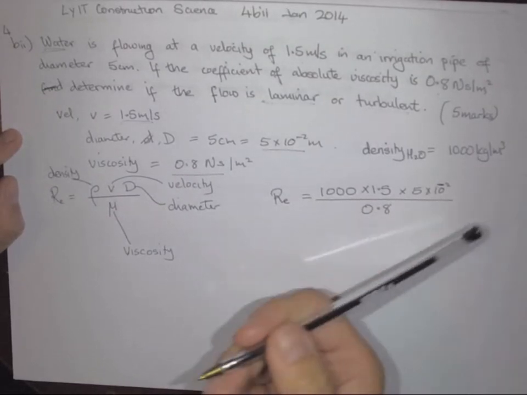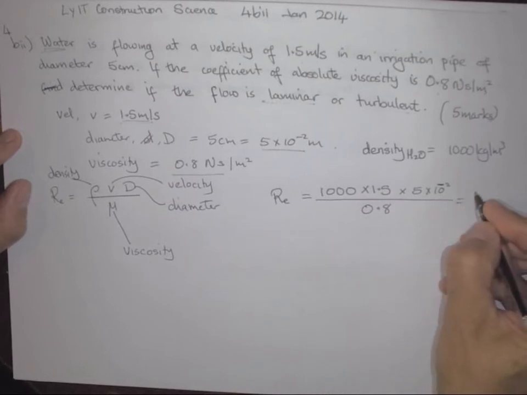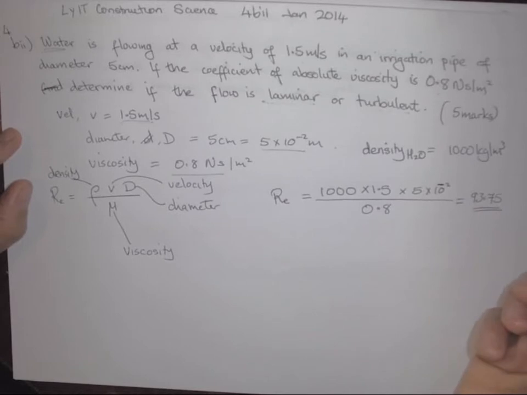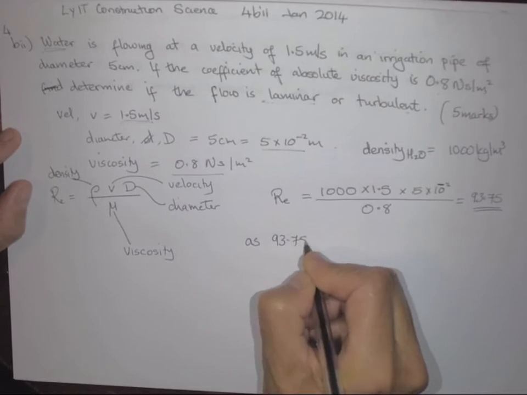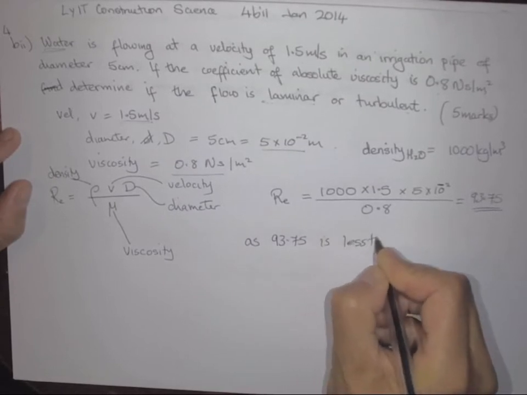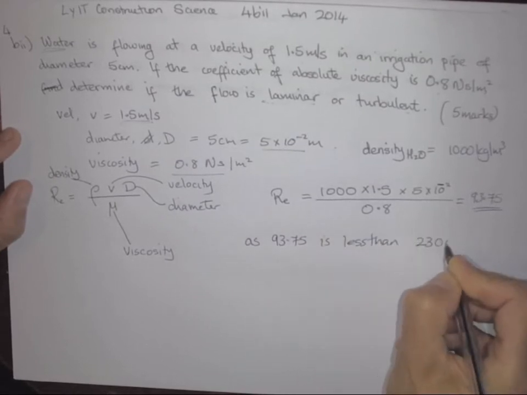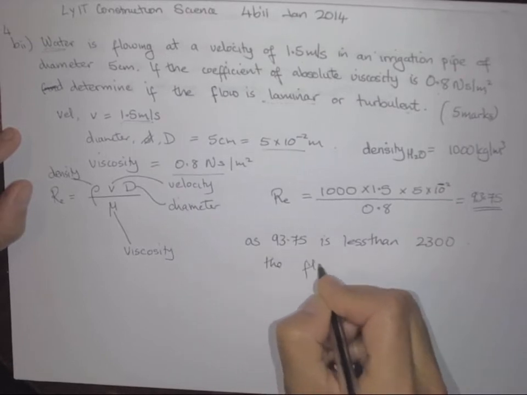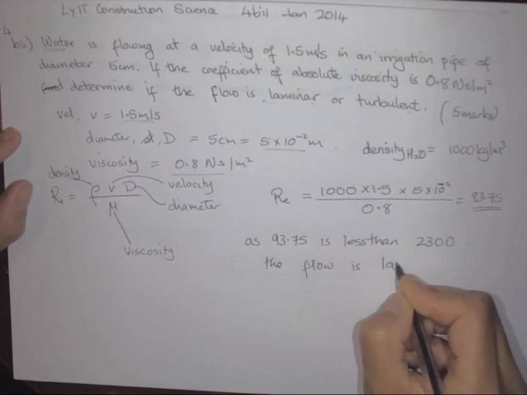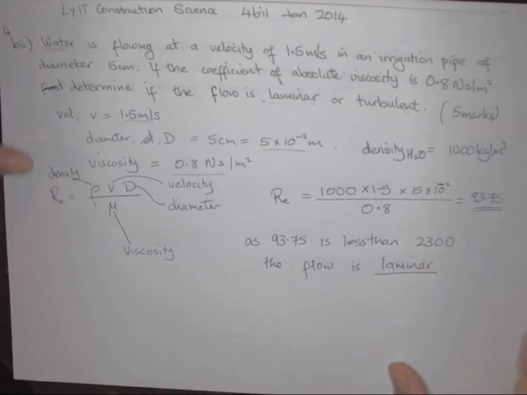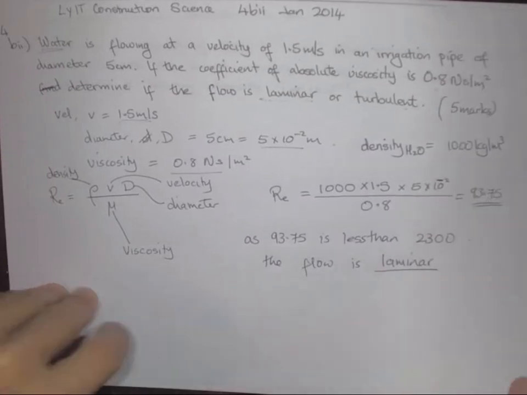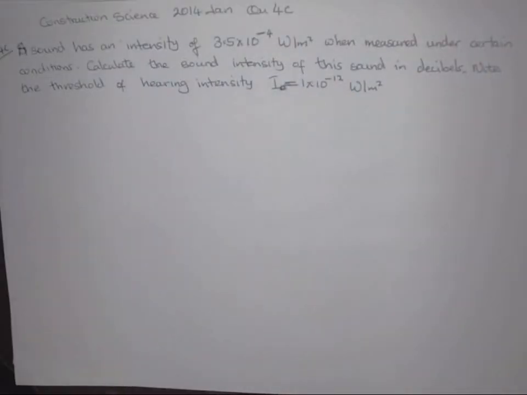Okay then, so you put that into your calculator and you'll come out with 93.75. That's a lot less than 2,300, so as 93.75 is less than 2,300, the flow is laminar. And that's 4B2 done. Okay then. This is the last part of this question now.